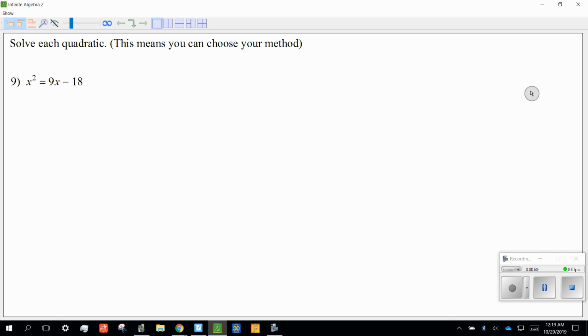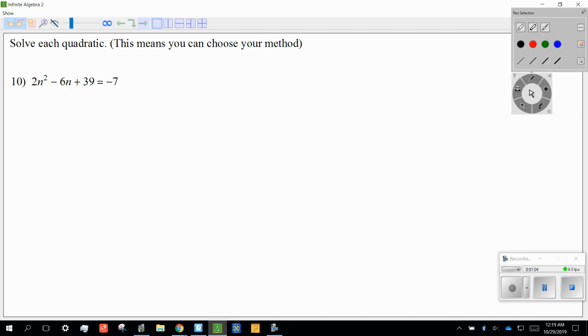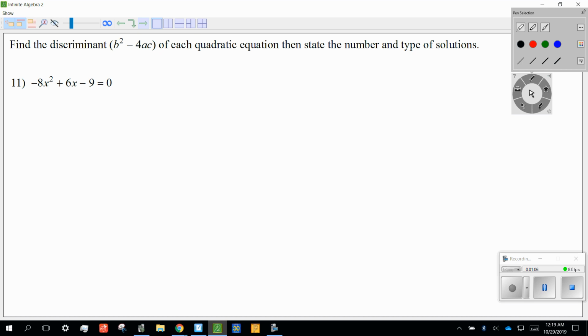Okay, so we could solve that with any method, but again, the reason we teach you all these methods is so that you can come to a problem like this and immediately look for the best way to solve it.